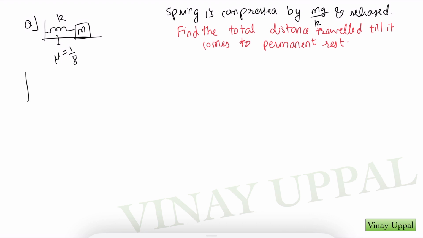Alright, so first thing, let's say that from the natural length, let's say the spring is compressed by x naught, and when it comes to rest, again on the right hand side of the natural length, let's say that extension of the spring is x1. Okay, so let's find a relation between x0 and x1.